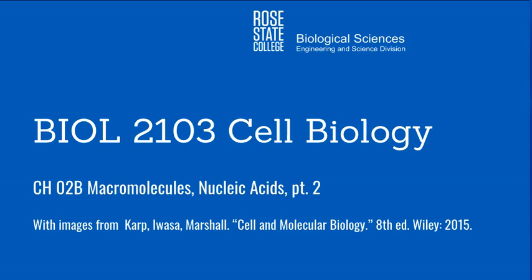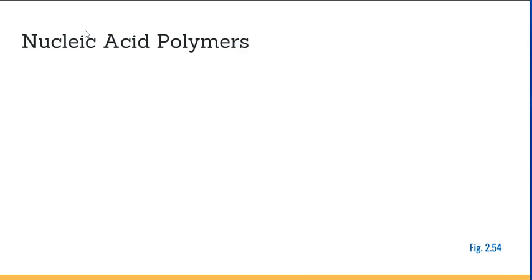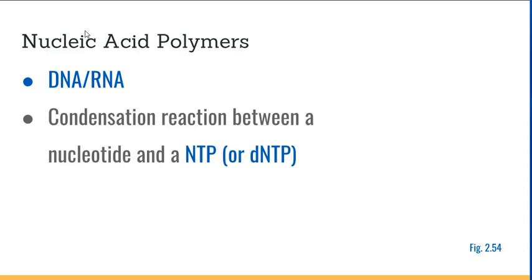This video will continue our study of nucleic acids. Nucleic acids are polymers of individual nucleotides. Nucleic acids are categorized as either DNA or RNA. This happens as a result of a condensation reaction between a nucleotide and a nucleotide triphosphate, or dNTP.